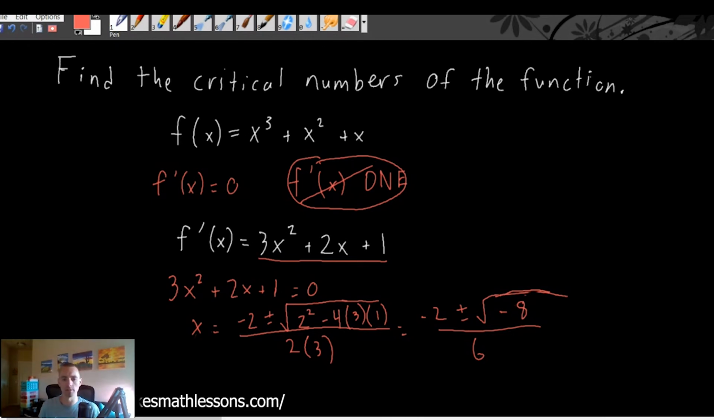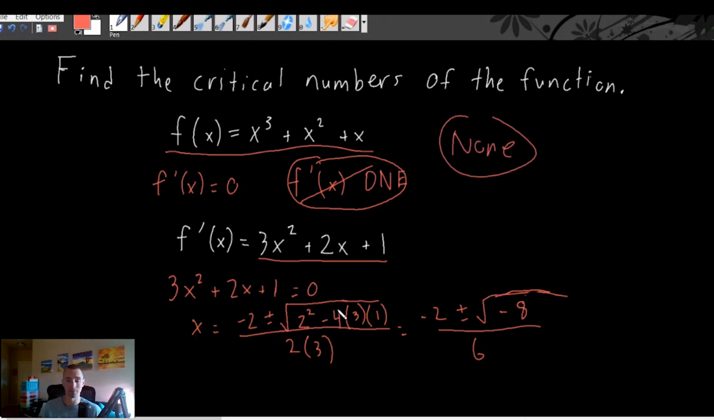Basically what this tells us is that this function here does not have any critical numbers. There's no places where the derivative equals 0. There's no places where the derivative does not exist. So this function actually does not have any critical numbers. And that's really it with this problem. There's really nothing else we can do there. So that's going to be the final answer for that one.